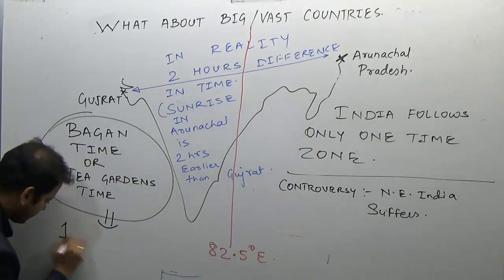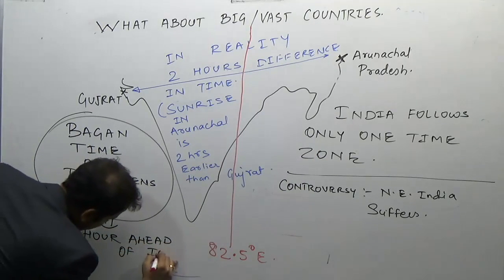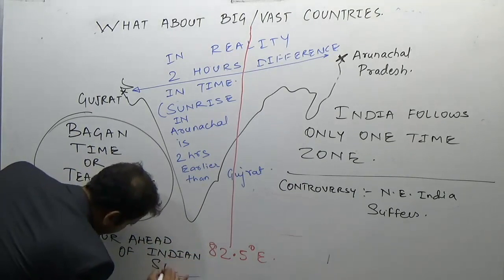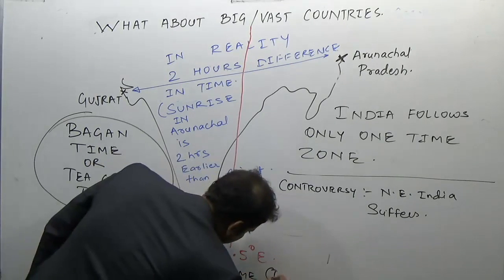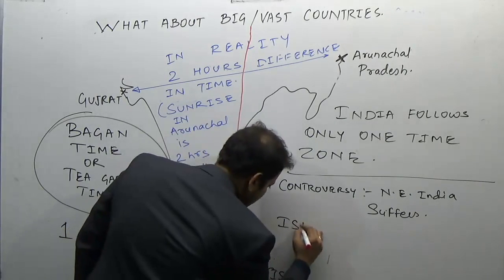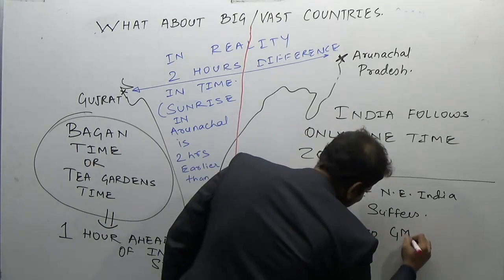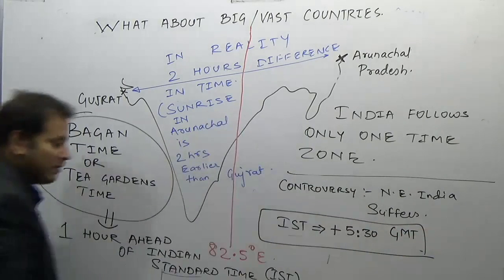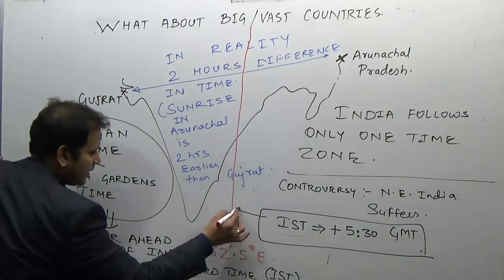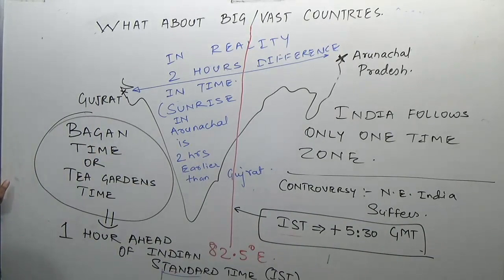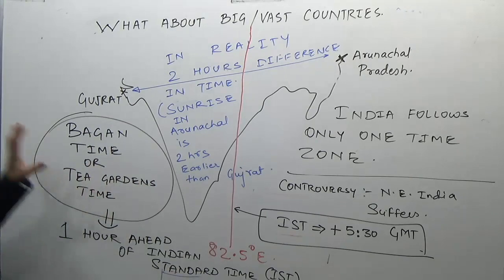which is 1 hour ahead of Indian Standard Time, or we can say IST. IST, Indian Standard Time, is plus 5 hours 30 minutes of GMT, that is Greenwich Mean Time. And the Bagan time is 1 hour ahead of Indian Standard Time. Indian Standard Time is based on 82.5 degrees east longitude. So what is the importance of longitude? They determine the time of a place.